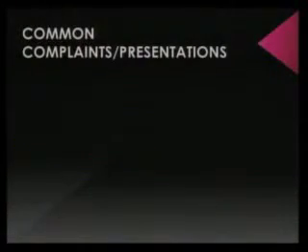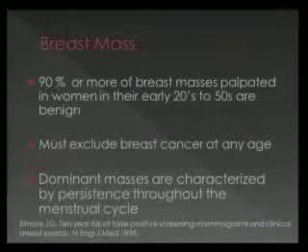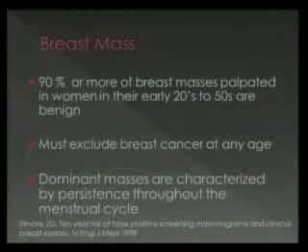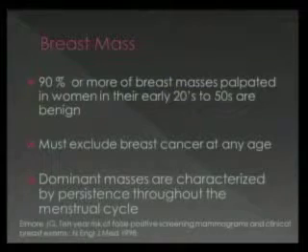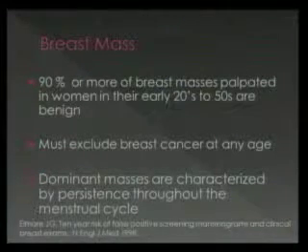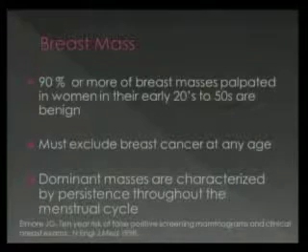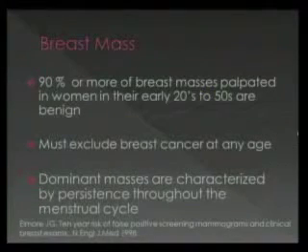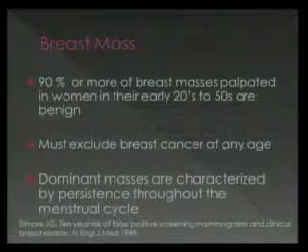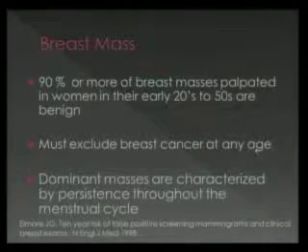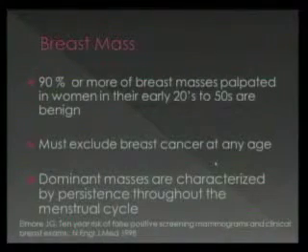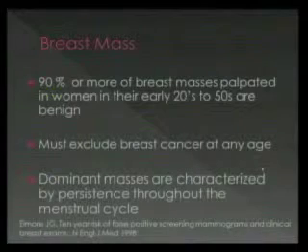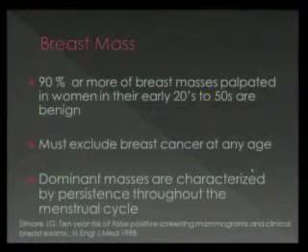So next we're going to look at some of the common complaints and presentations. A breast mass is going to be the number one complaint of breast complaints. Approximately 90% or more of the breast masses palpated in women in the ages of 20 to 50s are benign. However, you must exclude breast cancer at any age. A dominant mass is characterized by being persistent through the menstrual cycle.